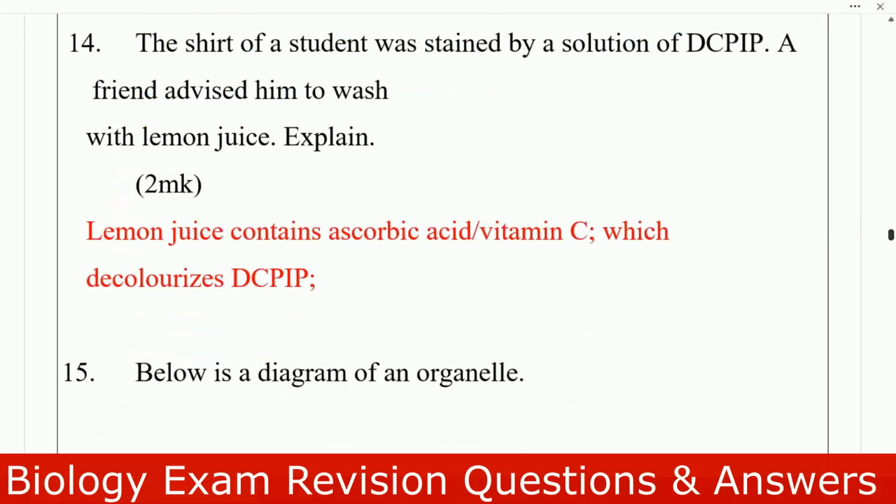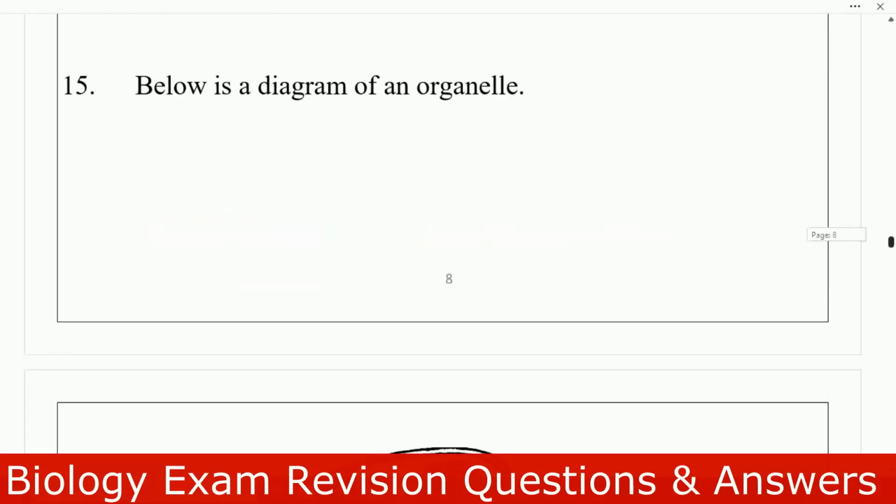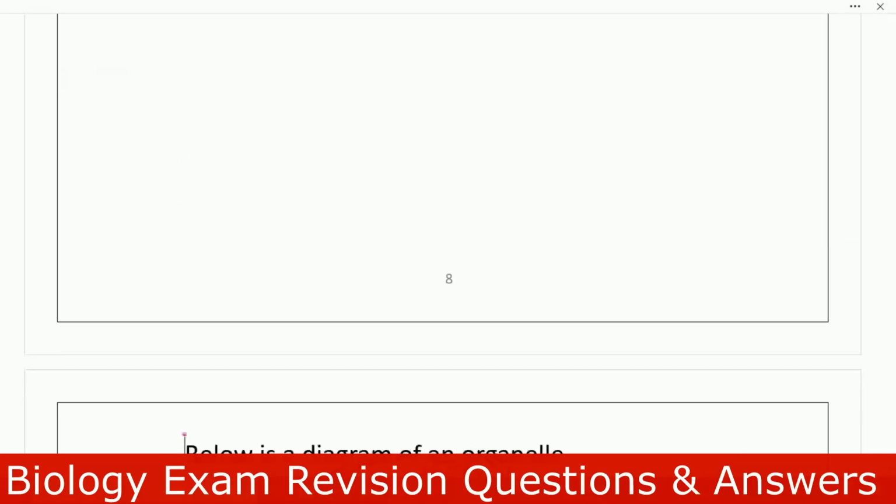Go to number 14. The shirt of a student was stained by a solution of DCPIP. A friend advised him to wash with lemon juice. Explain. Lemon juice contains ascorbic acid, vitamin C, which decolorizes DCPIP. Go to number 15.